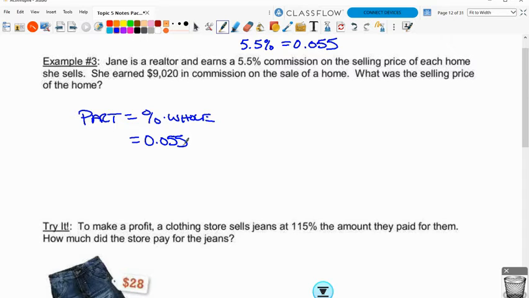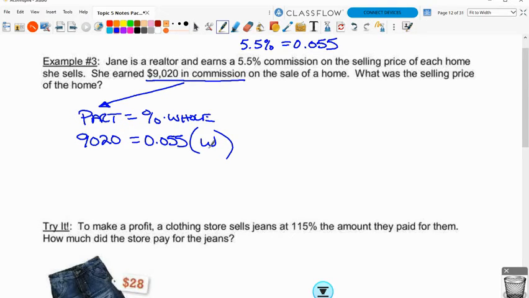And now the other part that they told us was that she earned $9,020 in commission. Well, as I mentioned before, commission is part of the sale that you get to keep. All right, so the $9,020 is going to be the part. And we are looking for the selling price of the home. What was the whole amount that the house sold for? So W, the whole, is what we're looking for in this example. Notice that the variable is on the right-hand side of the equal sign, but it's not alone. It's being multiplied by 55 thousandths.